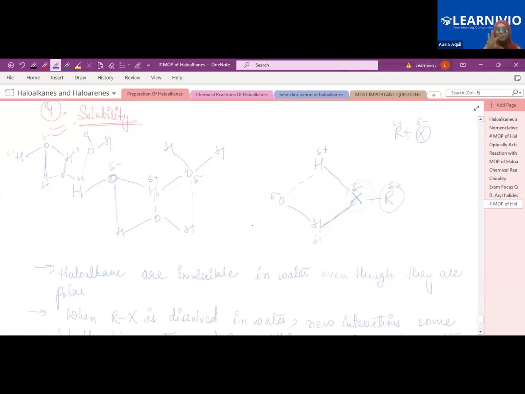So bond formation between these two is not possible. Why? Because both have a negative charge, right? They will repel each other. When they try to approach each other, what will happen? They will feel repulsion. There will be repulsion.